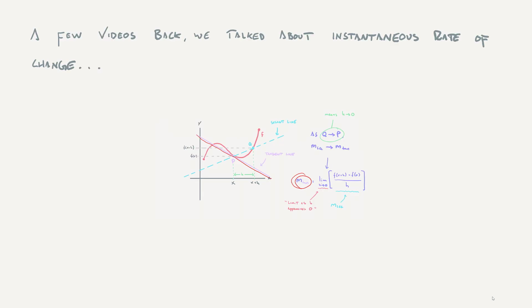In this video, we are going to talk about the limit definition of a derivative. Then we're going to introduce what it is and what it represents. But first, a few videos ago, we talked about instantaneous rate of change.